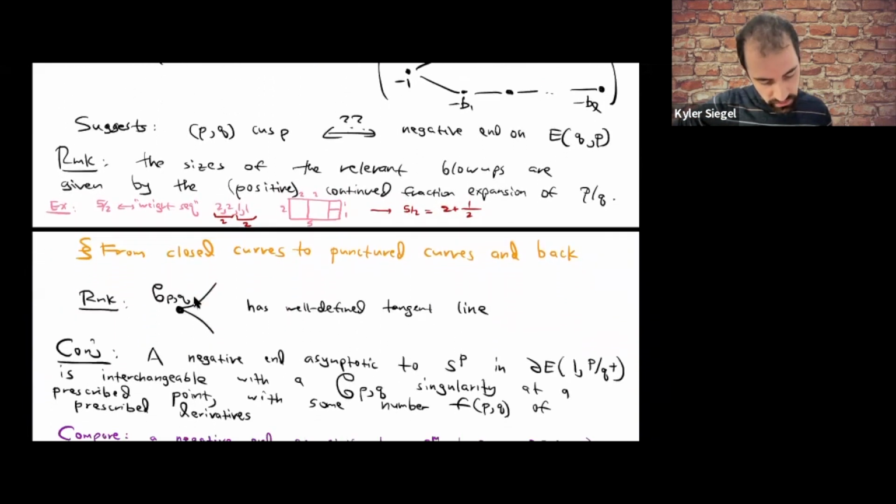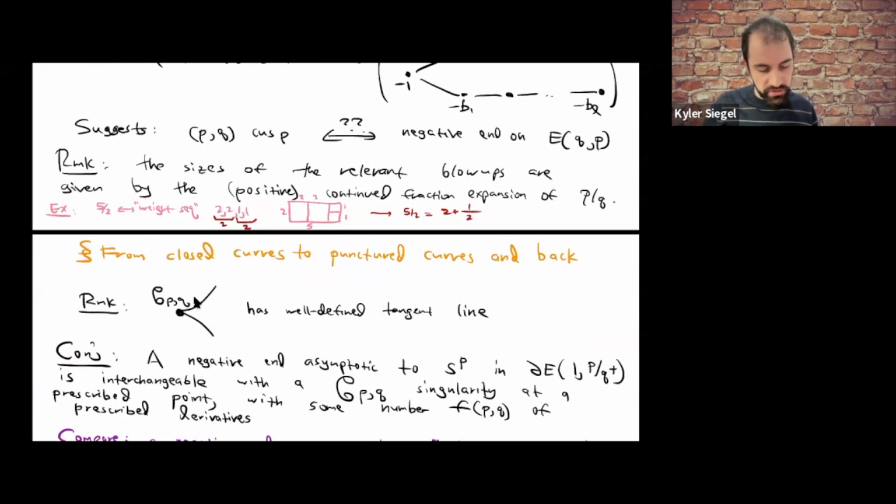Okay, so let me state this as a conjecture. I'm stating this a little bit imprecisely, but a negative end, specifically a negative end on the p-fold cover of the short orbit in this ellipsoid, or maybe some small constant times this ellipsoid, is interchangeable with a (p,q) cusp singularity at a point, together with some prescribed derivatives.